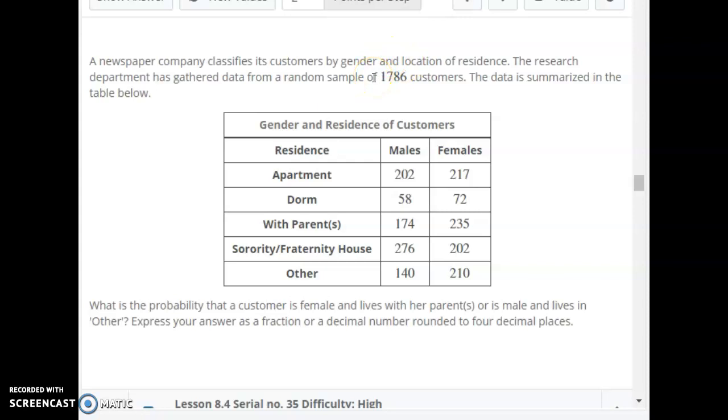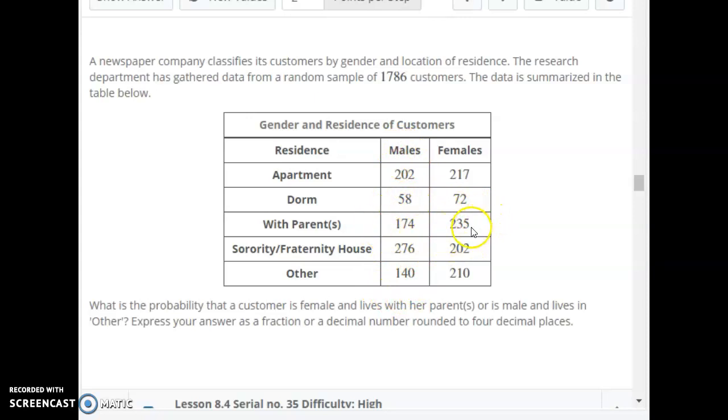Now, what if they would ask, what's the chance of being either male and in a dorm or with parents? Then you would do male and in a dorm, or with parents here, which would give you two possible numbers. And I guess one other thing that could be asked is, what's the chance that they're either male or with their parents? So we have the male here, or with the parents.